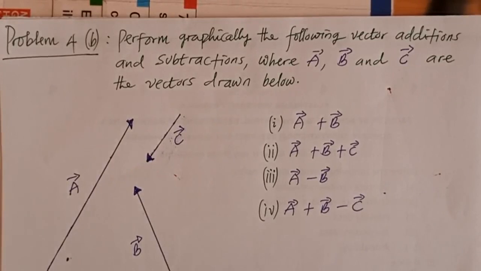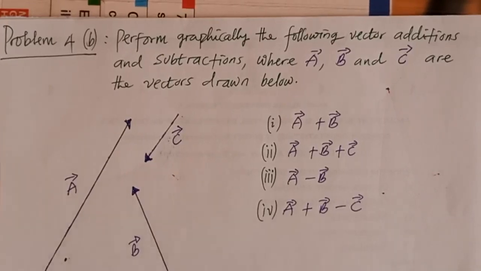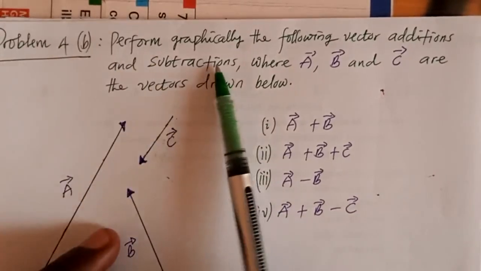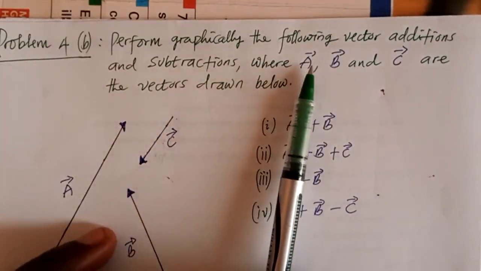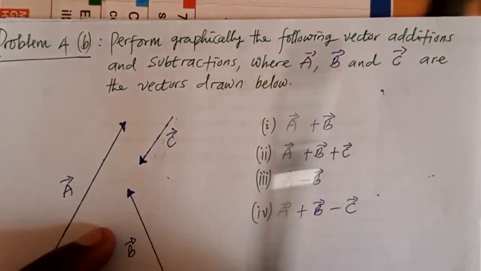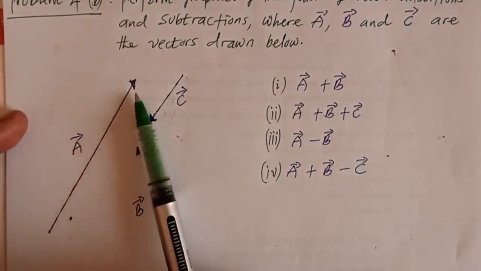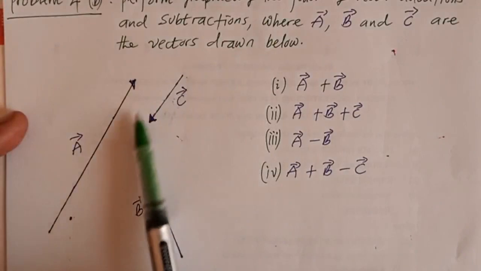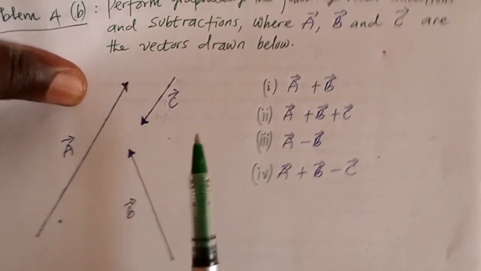Today we will solve B part of problem 4. We solved A part of problem 4 in the previous class. This one says perform graphically the following vector additions and subtractions where vector A, vector B and vector C are the vectors drawn below. Here are the three vectors. This is vector A, this is vector B and this is vector C in magnitude and directions.